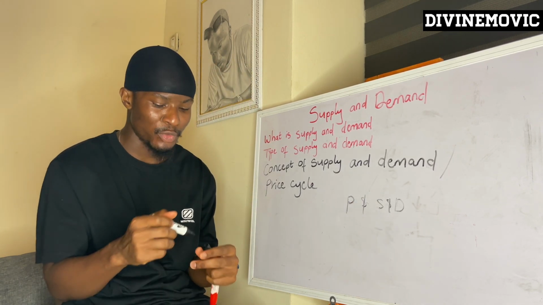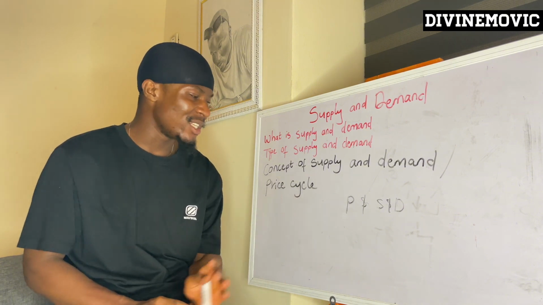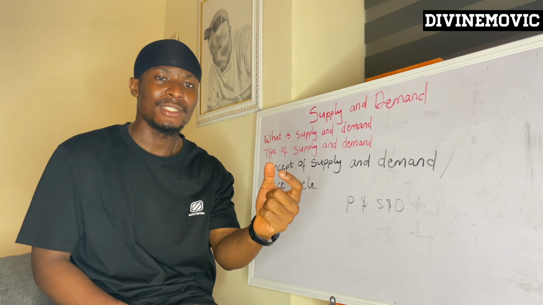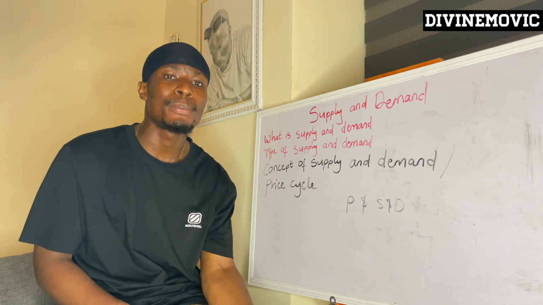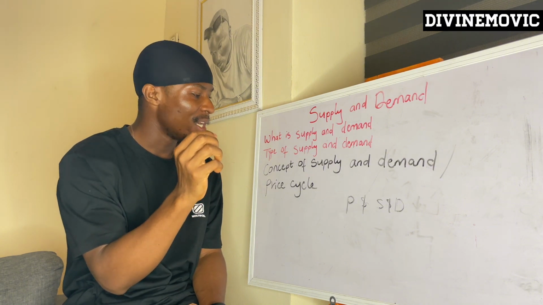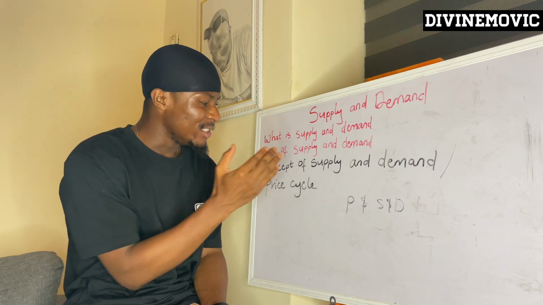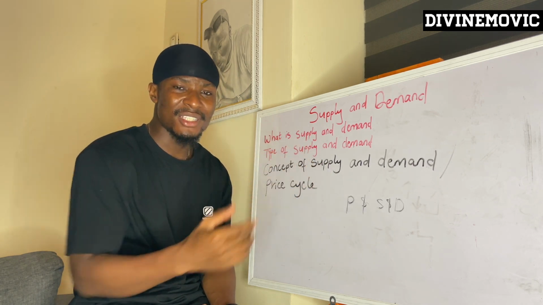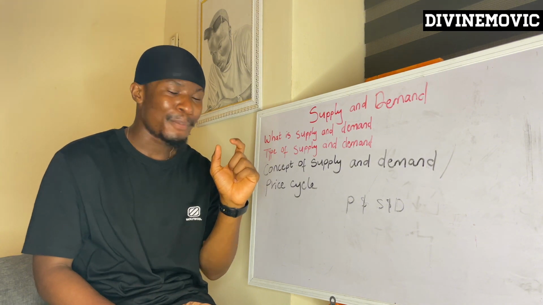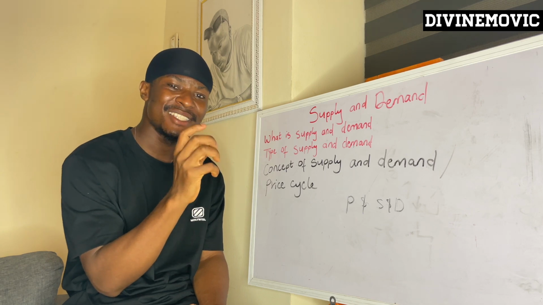And what is this relationship between price and supply and demand? The relationship is that when there's high supply of a thing, the price always drops. And when there's high demand of a thing, the price increases. Are we following? When there's high supply of a thing, price drops. And when there's high demand of a thing, price increases.